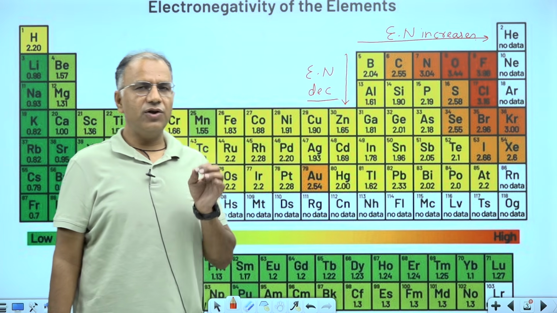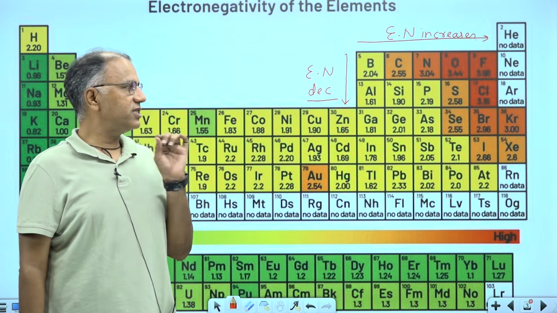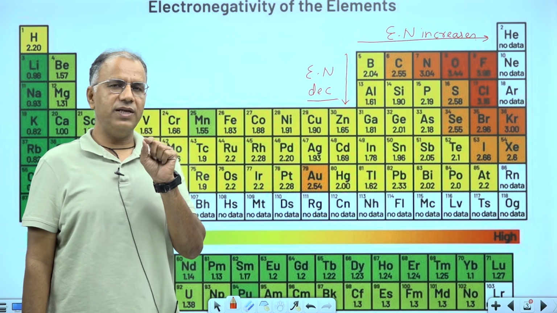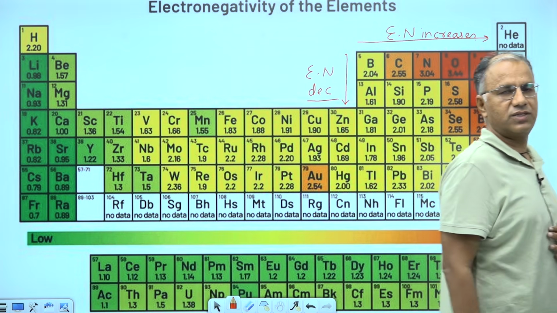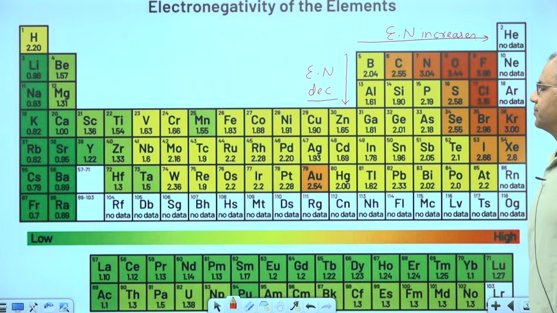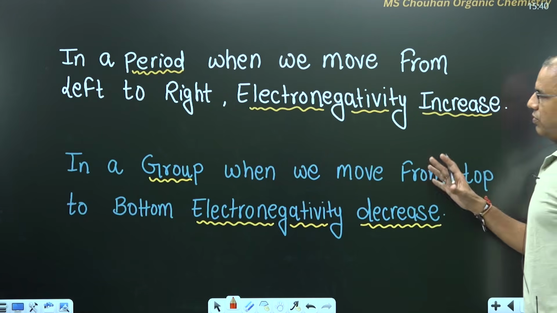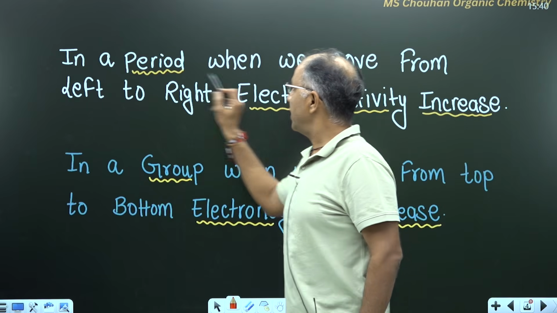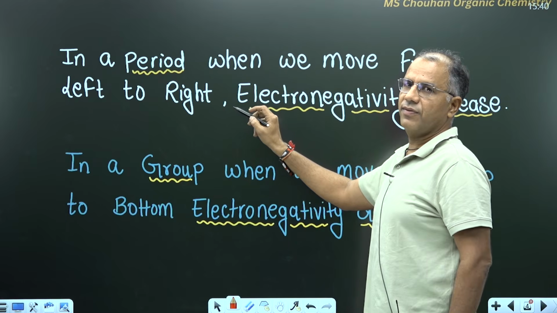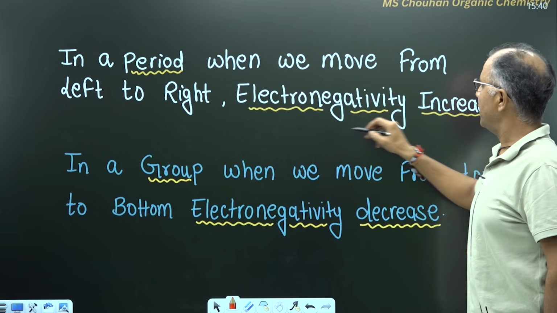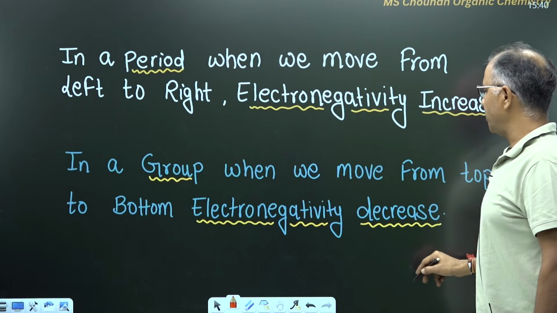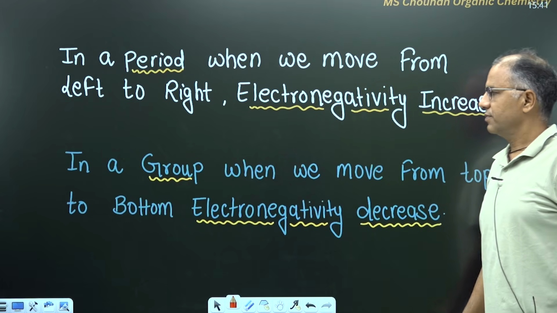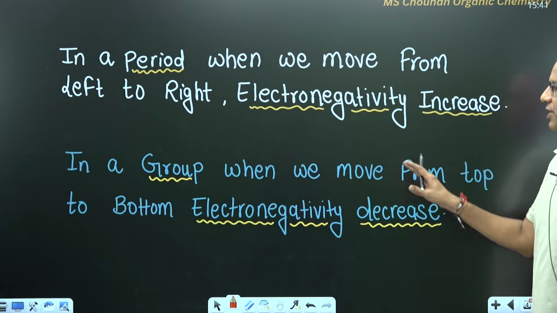So first of all, write in your notes GOC, and the first statement must be the electronegativity of carbon is 2.5. So write GOC and write electronegativity of carbon is 2.5. Now write this statement in your notes. In a period when we move from left to right, I already explained you, when we move from left to right, electronegativity increases. In a group, when we move from top to bottom, electronegativity will decrease. Pause the video and write this statement in your notes.